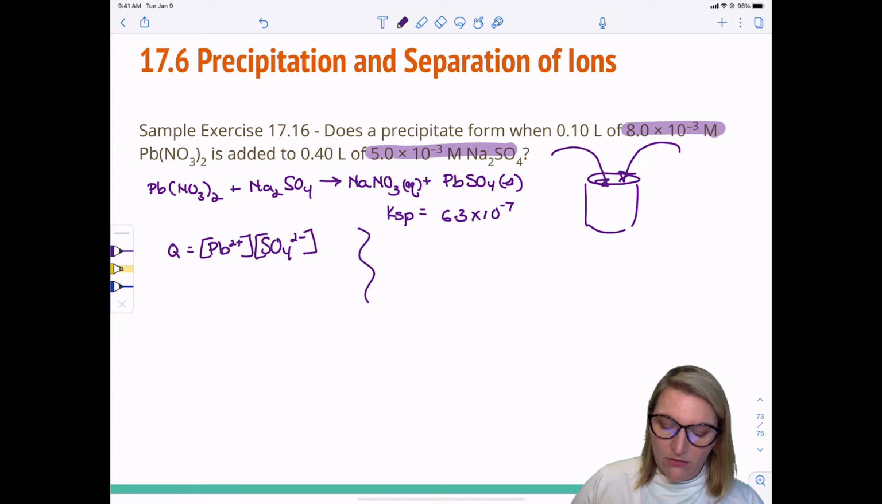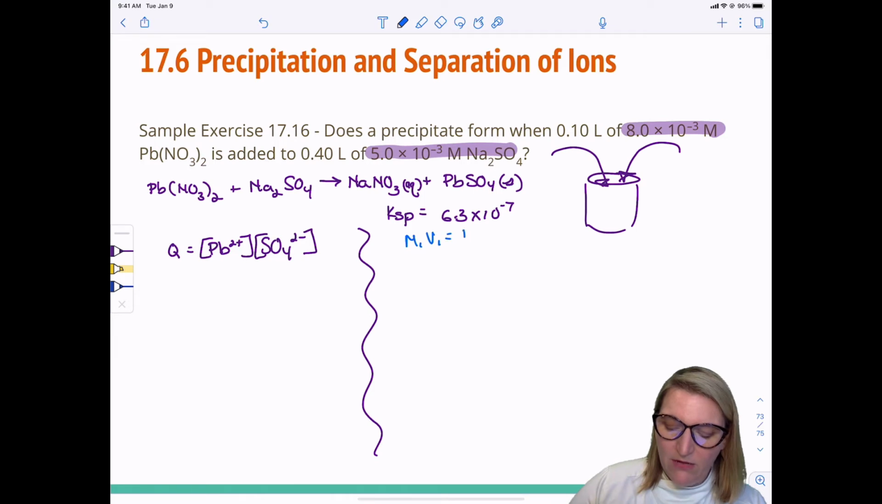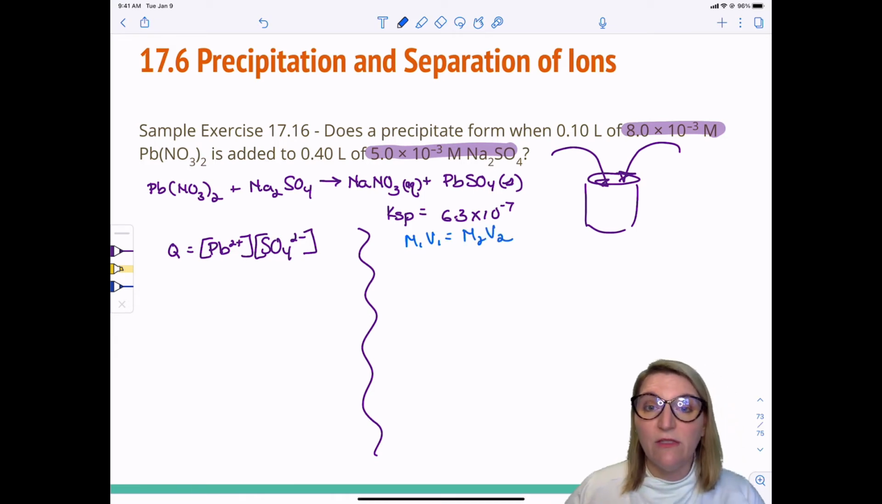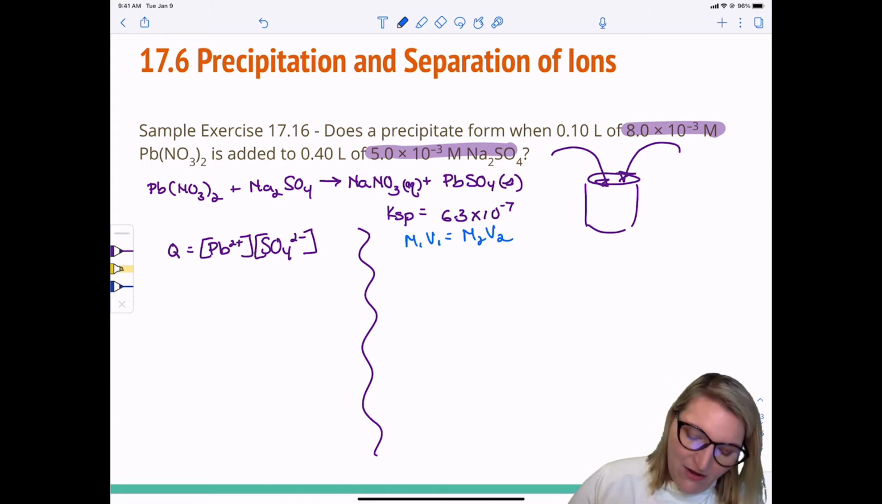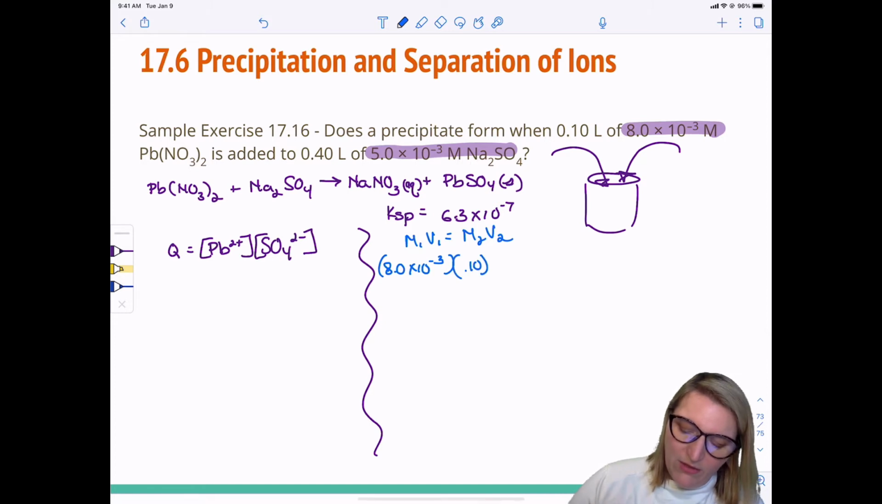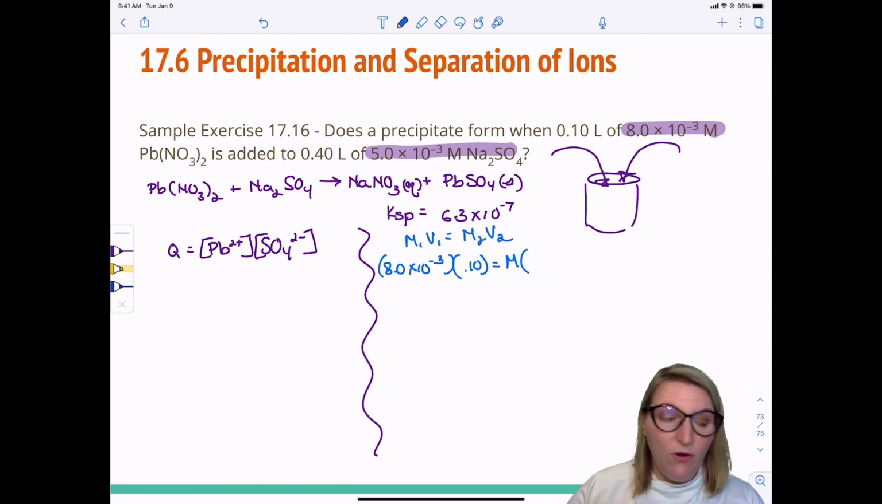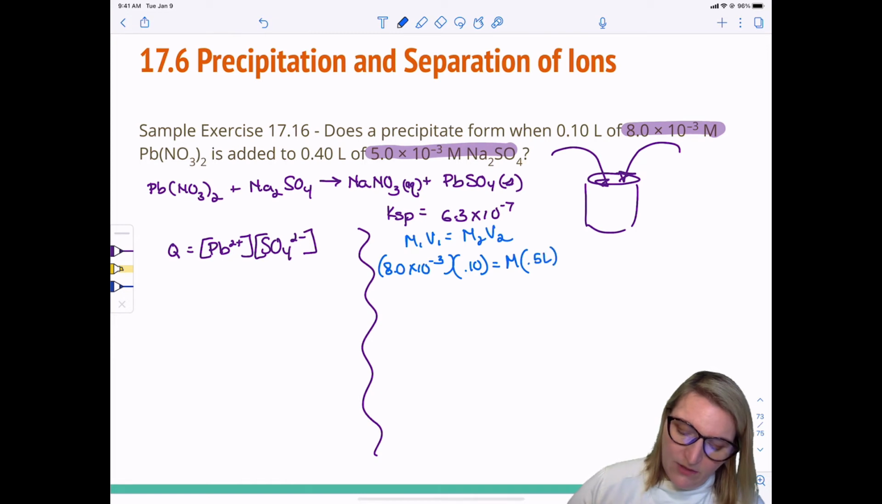And how I figure out the new concentration is with a simple M1V1 equals M2V2, right? I'm diluting the solution. So that's exactly what's going on here. For the lead ion, the molarity is 8.0 times 10^-3. That's my starting molarity. My starting volume is 0.1 liters. My new molarity is what I want to solve for, and my new volume is 0.1 plus 0.4 or 0.5 liters. So that gives me that X, which of course is the concentration of the Pb2+, is 0.0016.